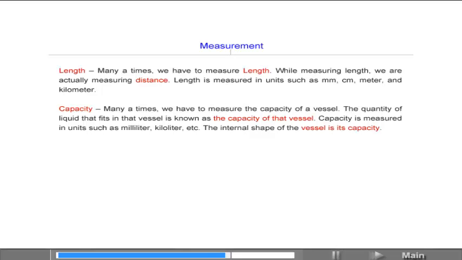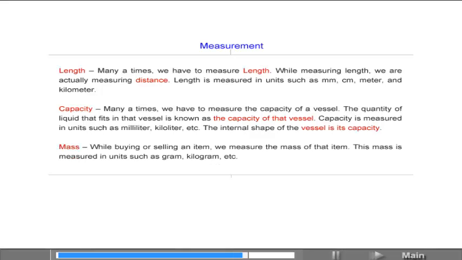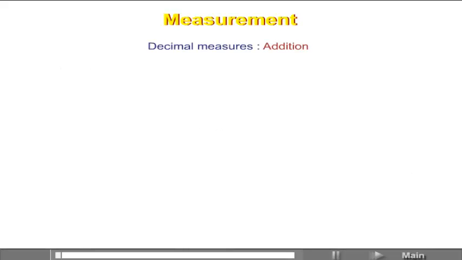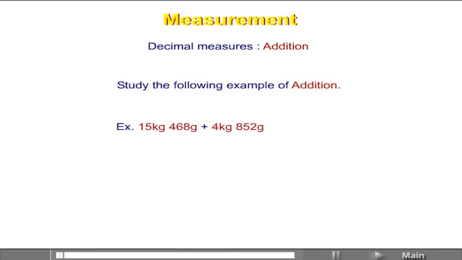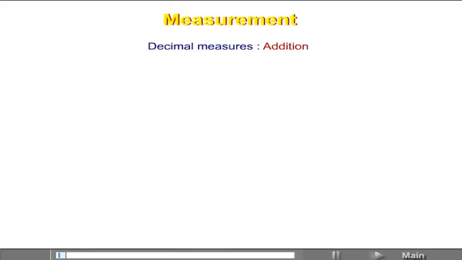The internal shape of the vessel is its capacity. Mass. While buying or selling an item, we measure the mass of that item. This mass is measured in units such as gram, kilogram, etc. Decimal measures addition. Study the following examples of addition. 15 kilogram 468 grams plus 4 kilogram 852 grams.